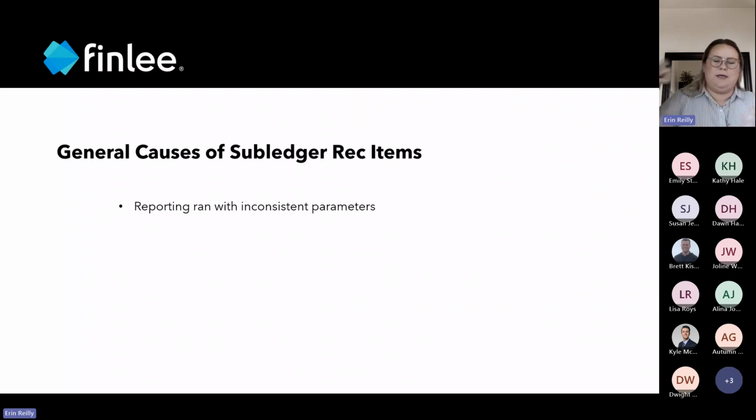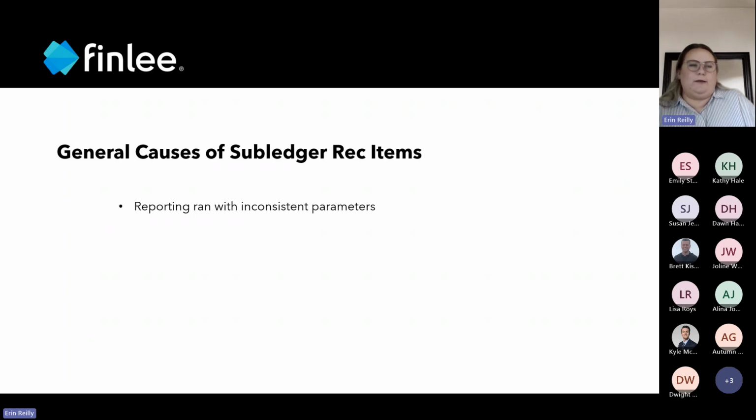Like if you're seeing consistently some transactions come up on exceptions that should be included in reporting, take a critical look at how you're running your reports and the report parameters of which you're running them. If they're either inconsistent or don't capture all expected activity, then you may need to reconsider how you're running those reports. So just even running report parameters inconsistently obviously will be a general cause of subledger rec items.